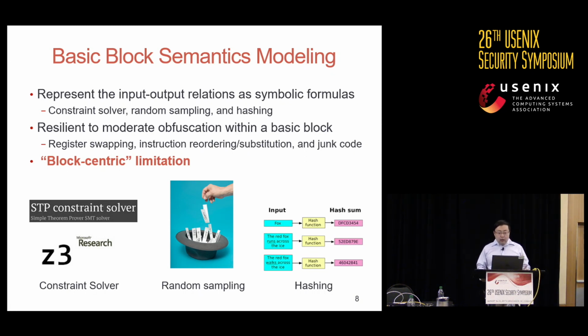And this basic block semantic modeling approach is very effective to defeat the obfuscation methods that perform within the basic block scope, for example, register swapping, instruction reordering, and such junk code. All such obfuscation, if their scope is in the basic block, can already be defeated by the current basic block semantic modeling approach. However, all these approaches share a common limitation, or call it the block-centric limitation. That means they are insufficient to capture the similarities or differences that go across basic block boundaries.